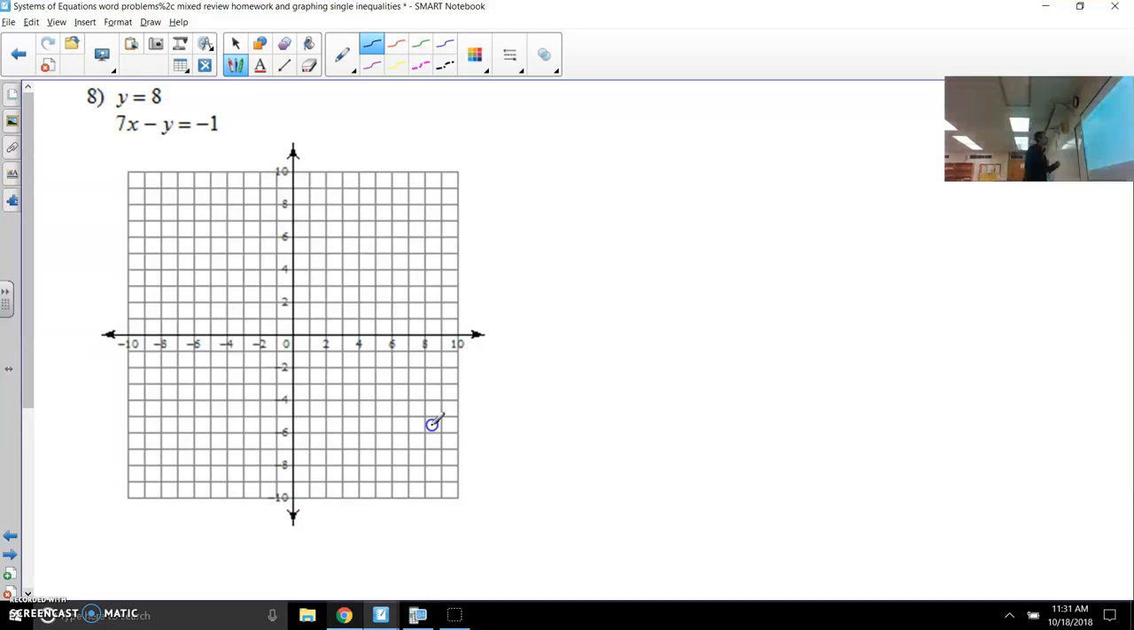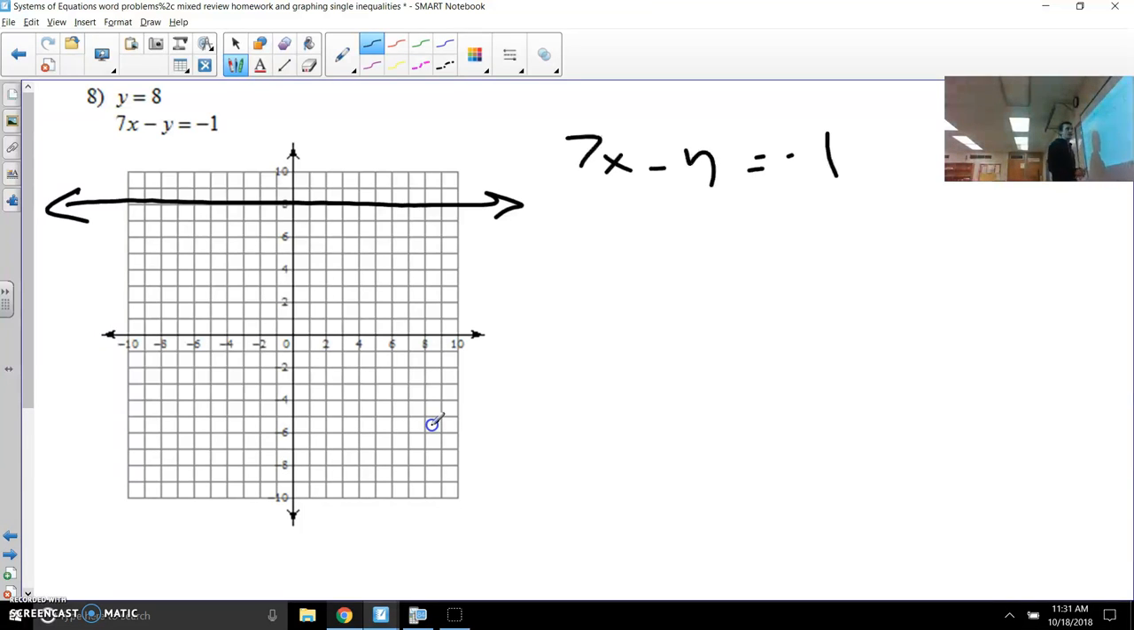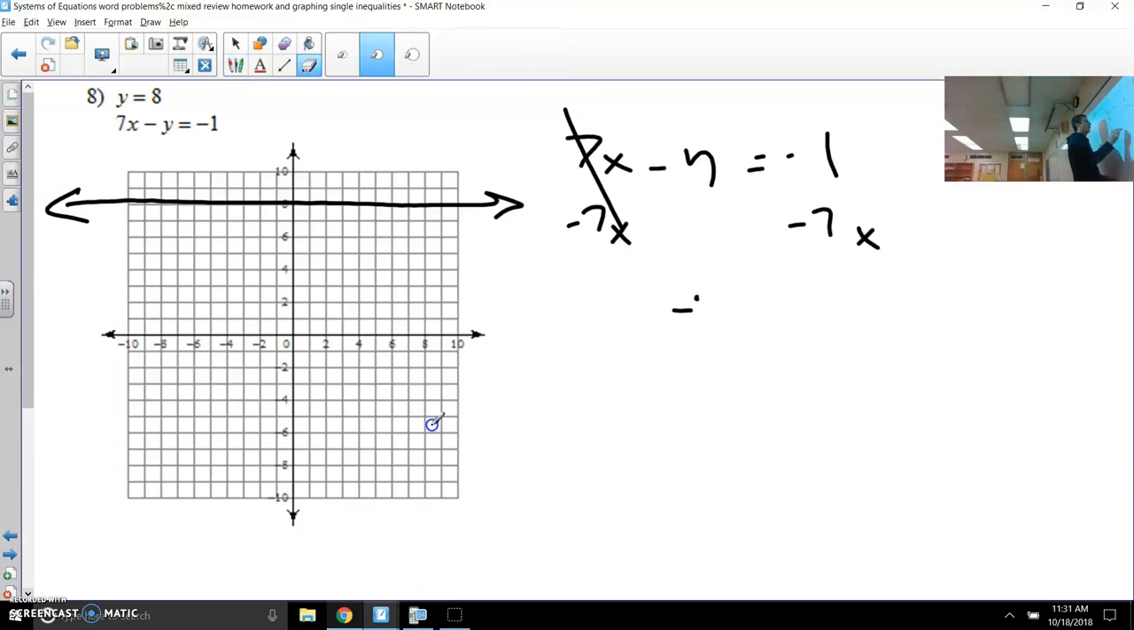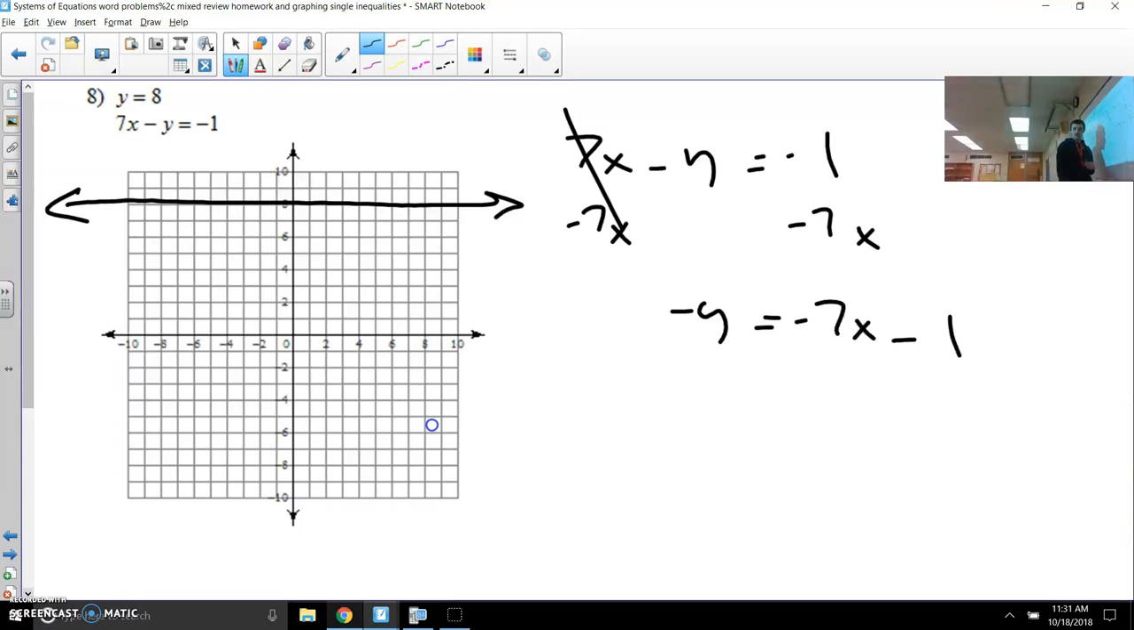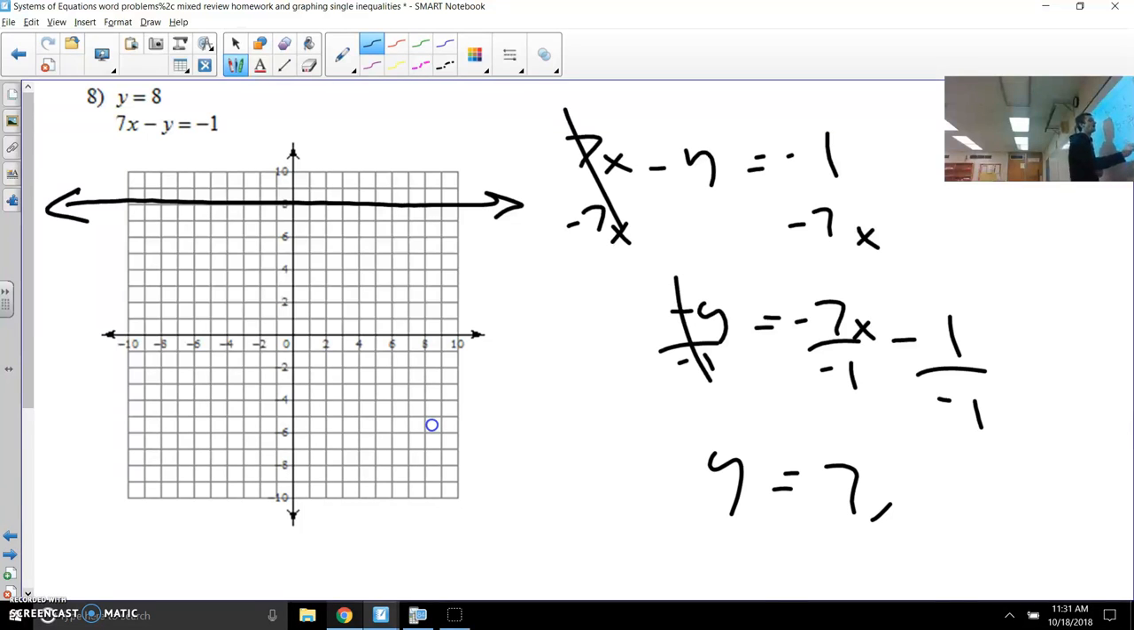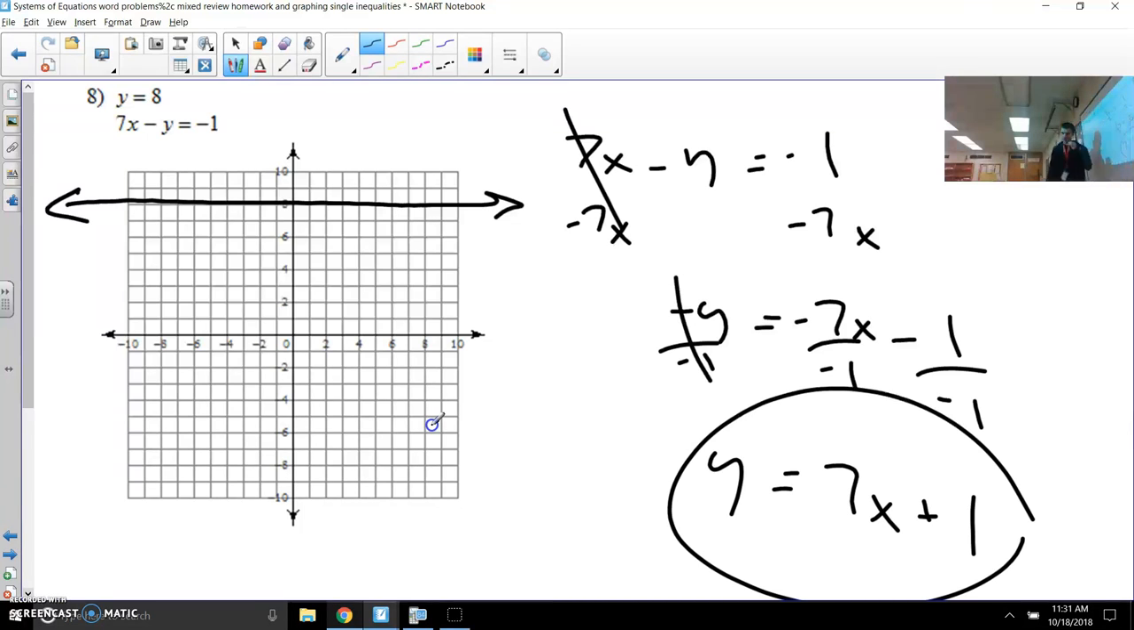So the next one we have y equals 8. That means all the y values are 8. And so we're going to draw a horizontal line where y is 8. And now the other one's going to take a little bit of work to get y by itself. Let's subtract 7x. Negative y equals negative 7x minus 1. We're going to divide everything we got by negative 1 to see that that's 7x plus 1.